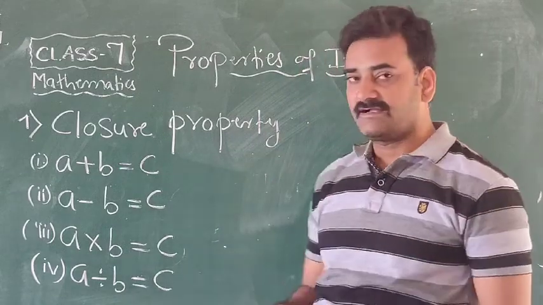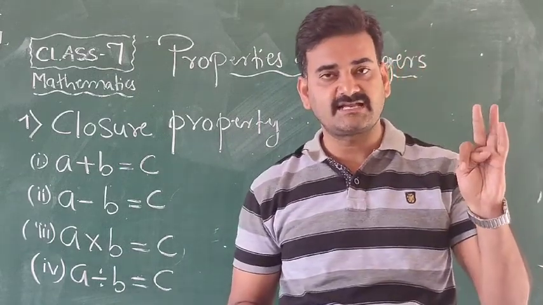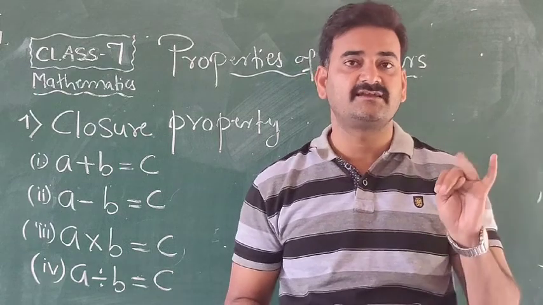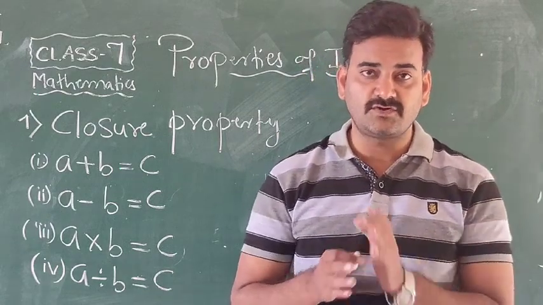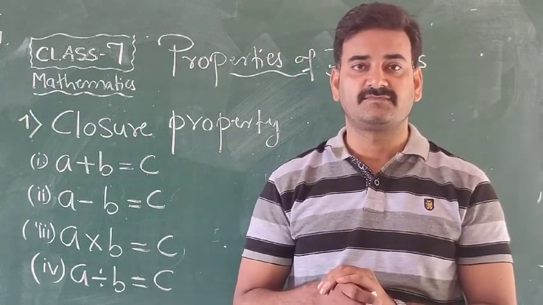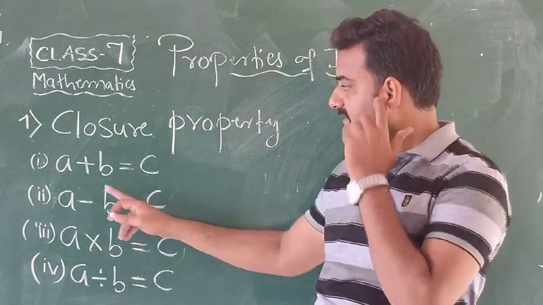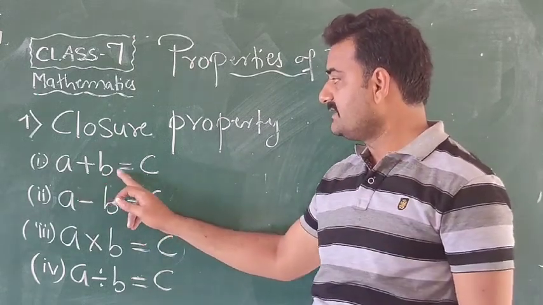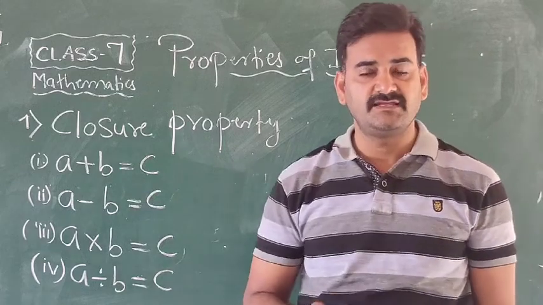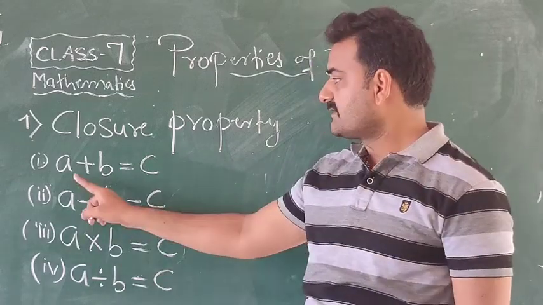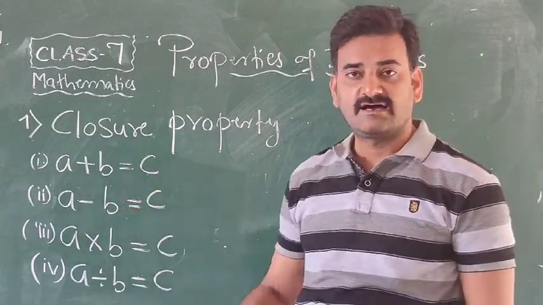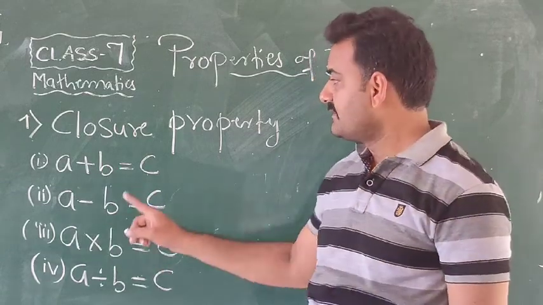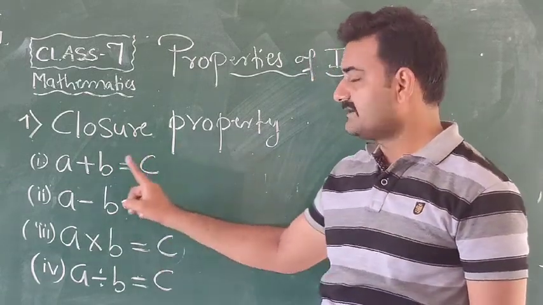Closure property under addition, under subtraction, under multiplication, under division, whether it holds good or not, we are going to check. The first one, let us say a plus b is equal to c. What is the meaning of this? Where a, b, c are integers. I am doing closure property under addition.